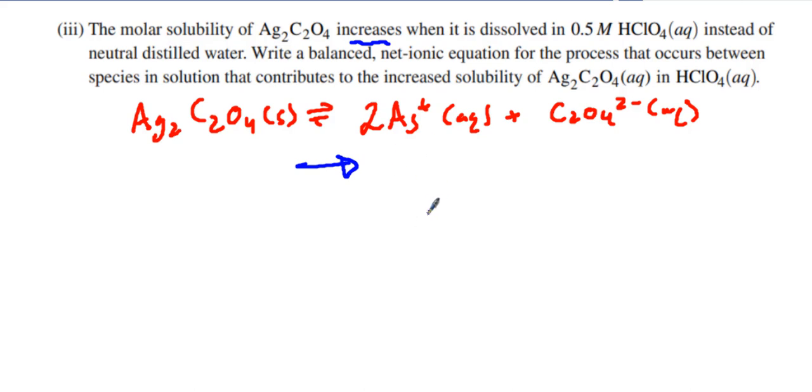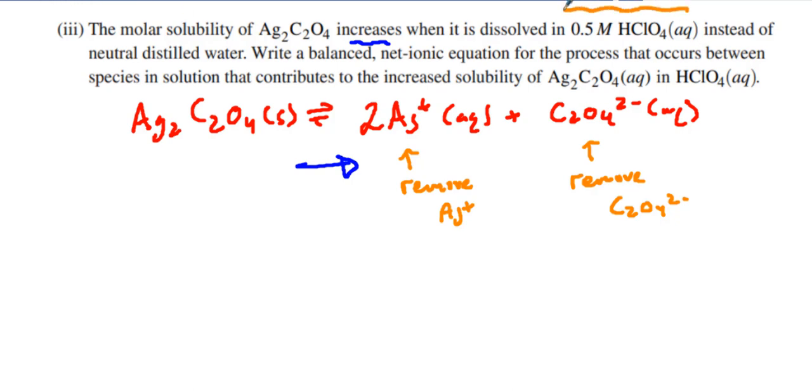Now, the way we shift towards the products is we have to remove one of these ions. We're going to have to remove the silver ions from our solution in order to move this way, or remove the oxalate ions. And that will shift our reaction, according to Le Chatelier's principle, to increase the molar solubility. So how are we going to do this? Well, you can see they're adding HClO4, which is called perchloric acid. So you might have had 2 different options that you were thinking about.